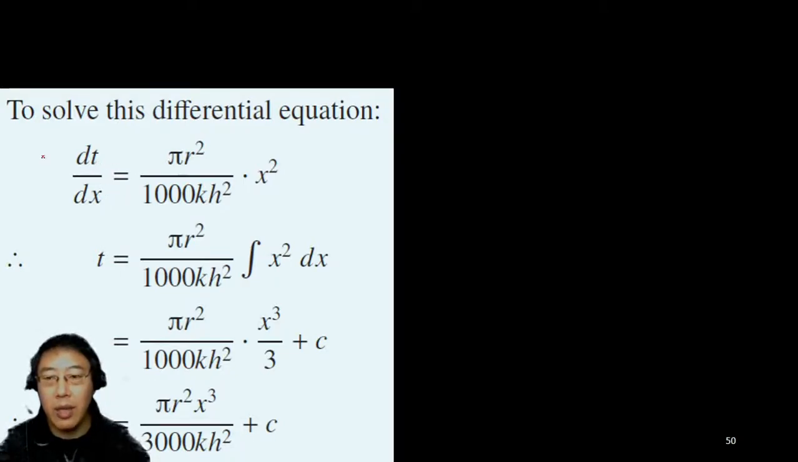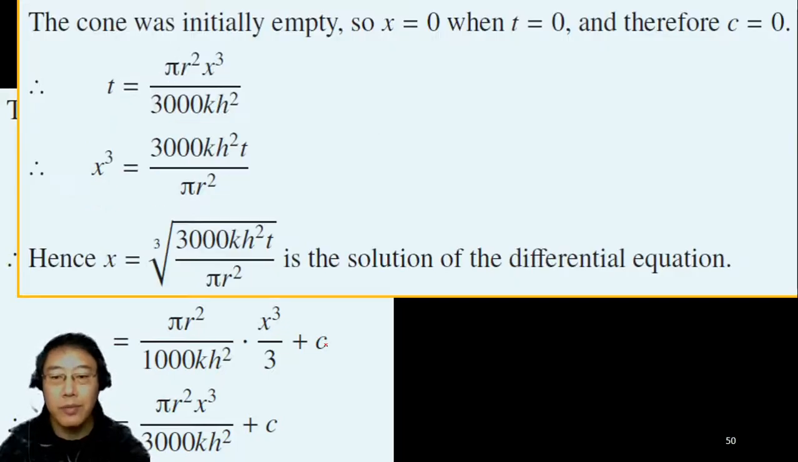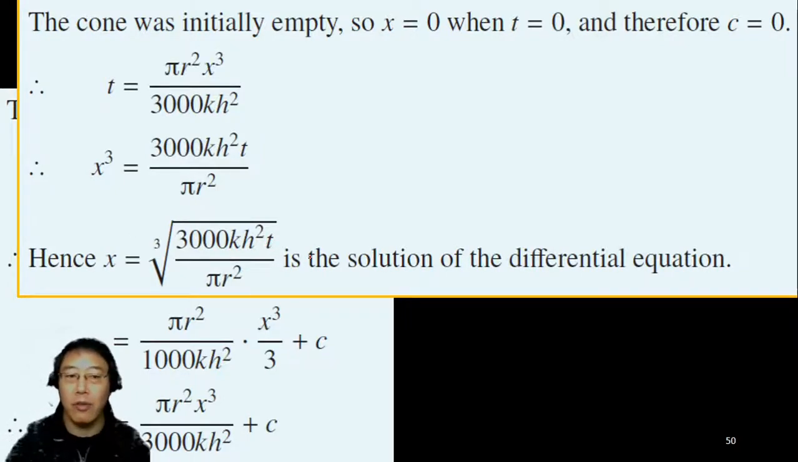So we had dx over dt. We take the reciprocal. We separate the t on the left, the x on the right. So here that's a nice antiderivative of a square. Left is t. We get a cubic plus a constant. You also know originally at t equals 0, x equals 0. So that gives us c equal to 0. We get an expression of t in terms of x cubed. We make x the subject and we get a cube root in terms of t, and that is the final solution of the differential equation.